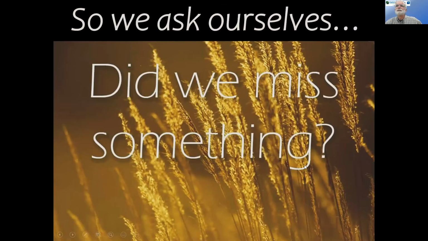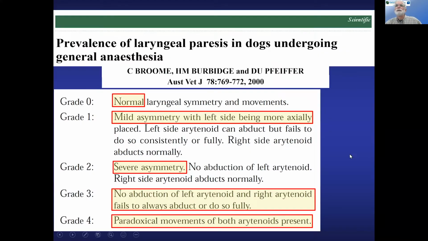So we don't ask ourselves, really, did we miss something in looking at that larynx? Does somebody ask us a question later? Did you see this or that or the next thing? We're going to cover that. Looking at an older article here, this is in the Australian Veterinary Journal, but from actually New Zealand, a series of, I think it was 250 dogs, and they graded these as 0 up to 4, so 5 categories, and I just highlighted what they found here.